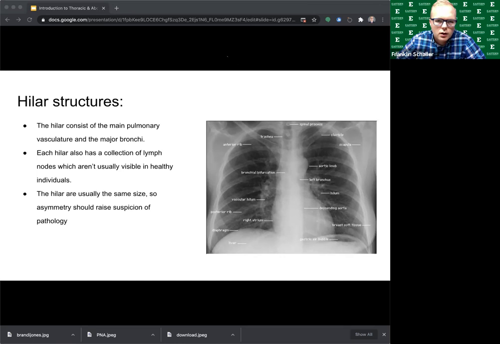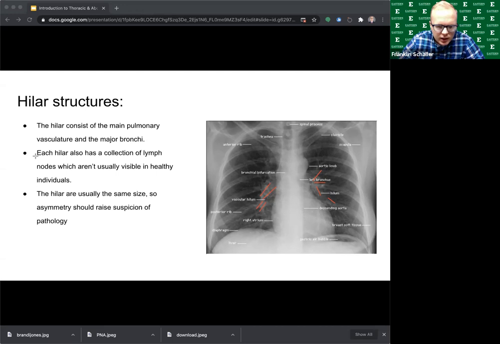So we have hilar in this area, hilar in this area, and you'll see it sort of extends down bilaterally. And this is normal on a chest x-ray. Somebody might argue and say, why is there a little bit of whiting out of the chest x-ray there? Is that a pneumonia there? I would have to argue and say, no, I know that the hilar are present bilaterally there. And each of the hilar have a collection of lymph nodes, which typically aren't visible in a healthy individual. And they're typically about even in size bilaterally.